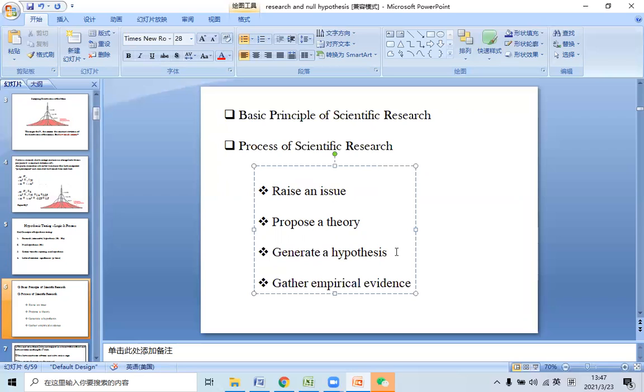From the theory, you generate a prediction. A prediction is called a hypothesis. This is what you would expect to observe if your theory is correct. A hypothesis is more concrete than a theory. And then you gather the data, you collect data, you make observations. Does observation support your hypothesis? Here, the hypothesis is a key concept. We are testing the hypothesis using your evidence, using your observation.